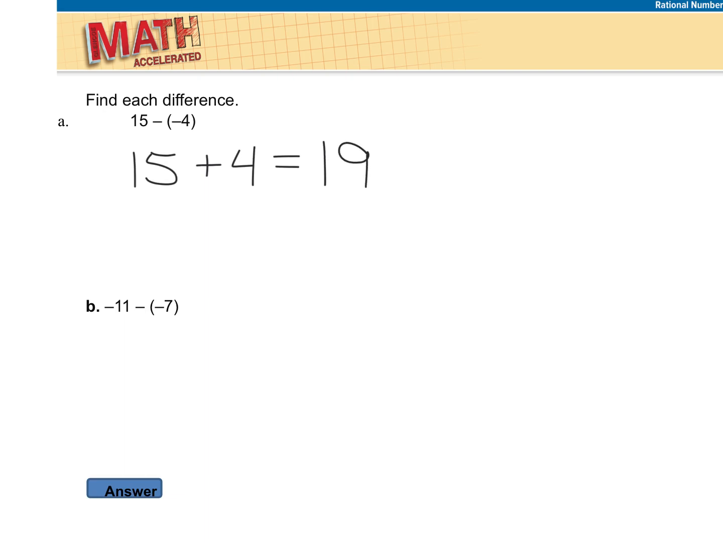19. So on this next one, negative 11 minus a negative 7. McKinley, what's another way I can write that? Negative 11 plus 7. You got it. What's negative 11 plus 7? Negative 4. Nice job. Does anybody have any questions over that?